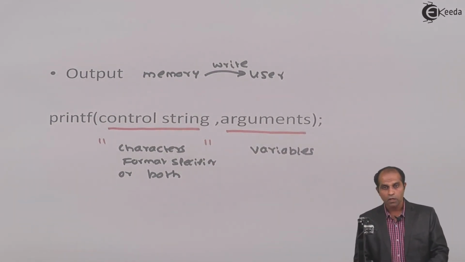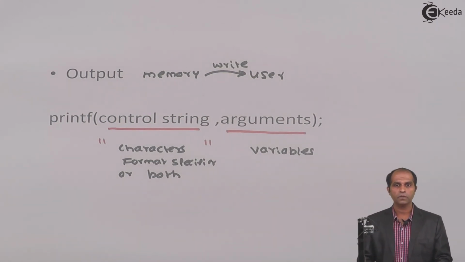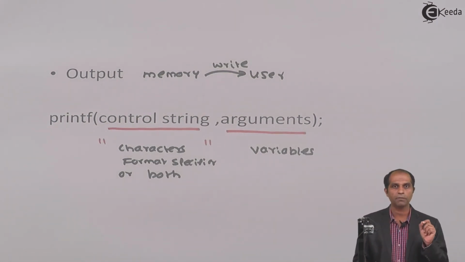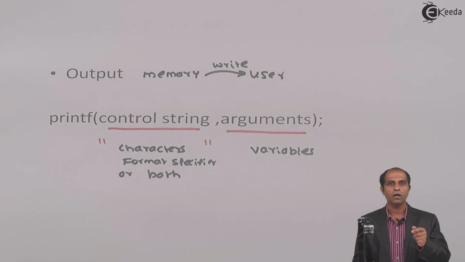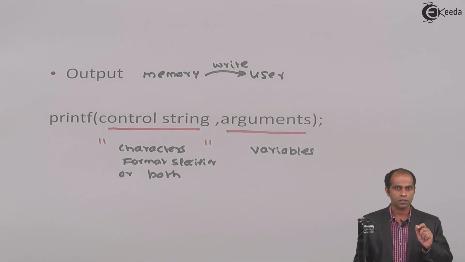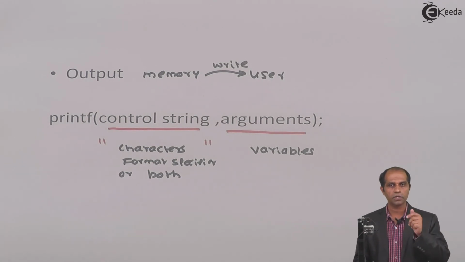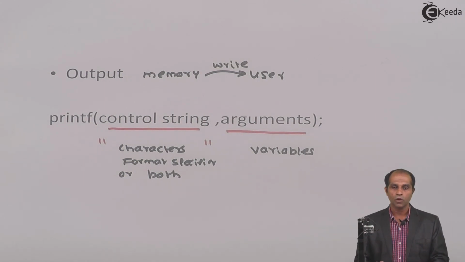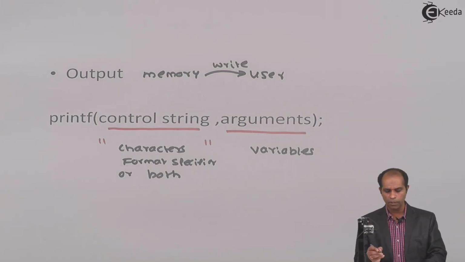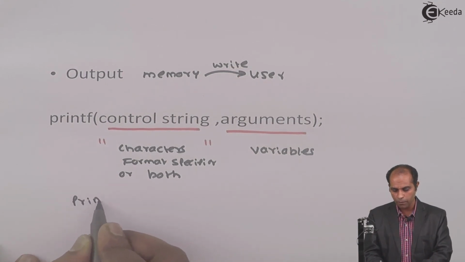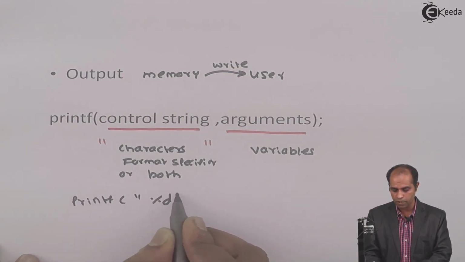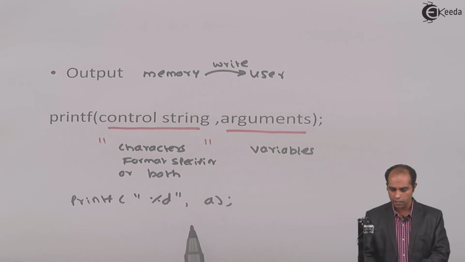So the question comes, do we have an ampersand symbol with arguments? No. In scanf, we have ampersand because to store a value, I need to locate the address. Once the address is located and a value is stored, we can very easily retrieve the value from a printf instruction. So printf is an output instruction which says display the value which is there in memory to the user. Let me write some simple examples of this. I'll say printf double quotes %d, comma a. It says display the value of a on the output screen.